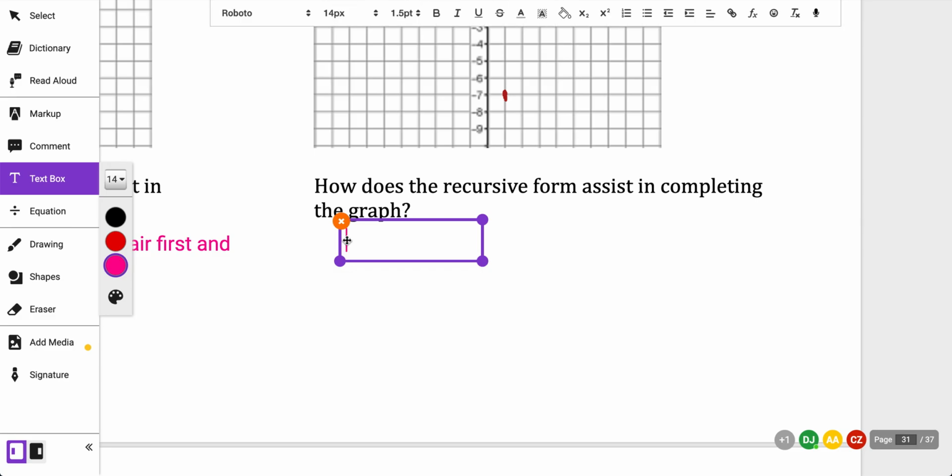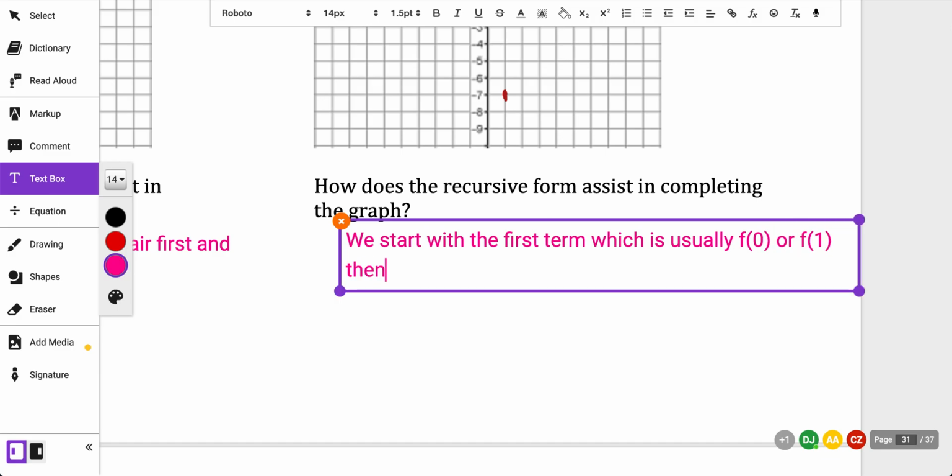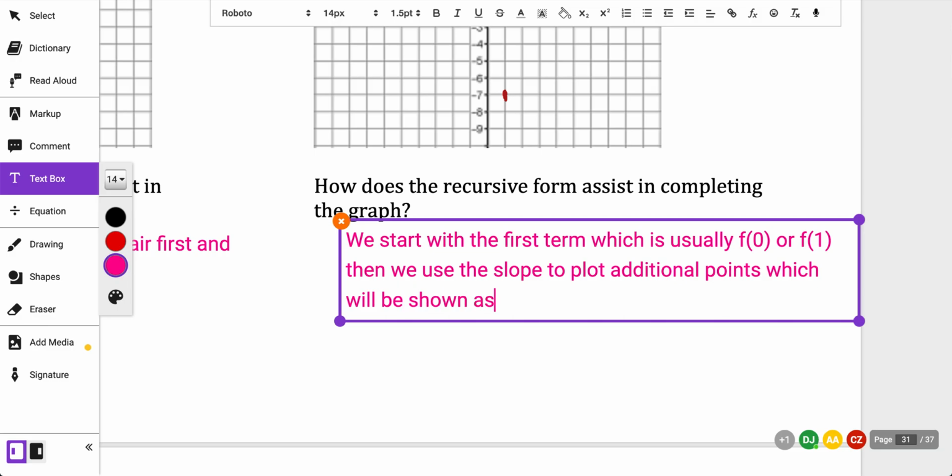Okay, so really quickly, how does recursive form assistance? So first off, we start with the first term, which is usually f of 0 or f of 1. Then we use the slope to plot additional points, which will be shown as plus or minus a number. And then these are going to be discrete graphs.